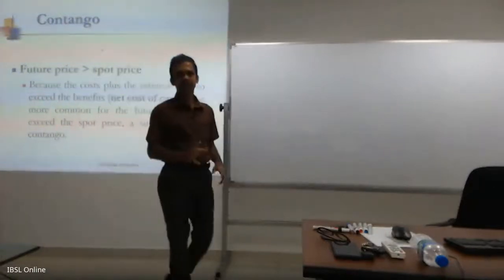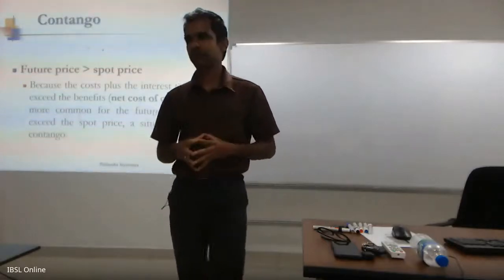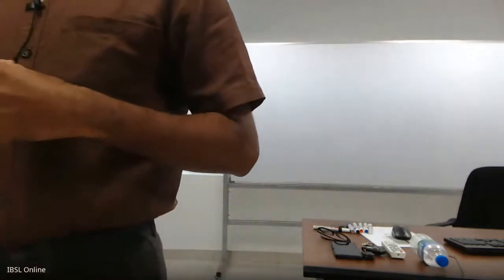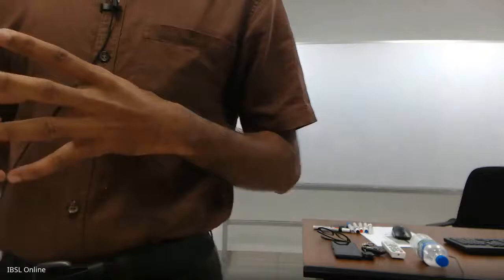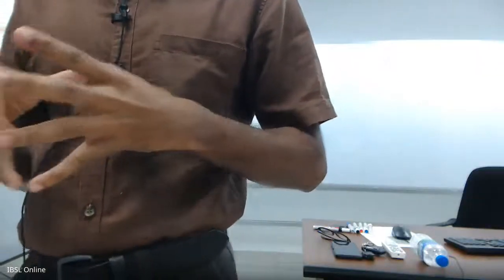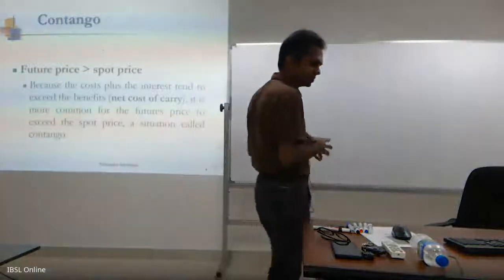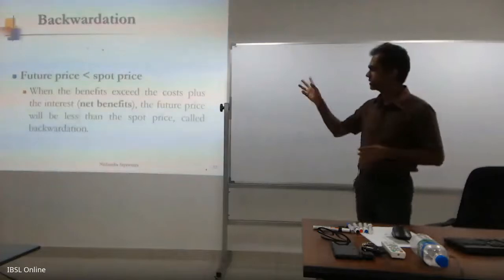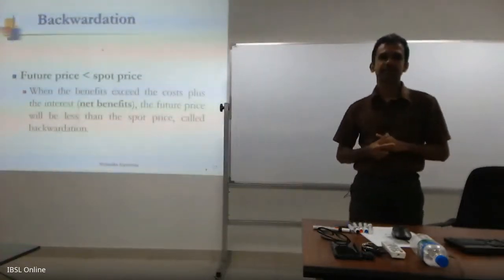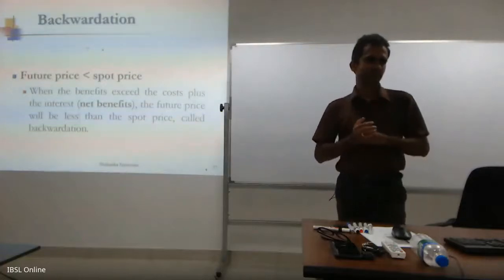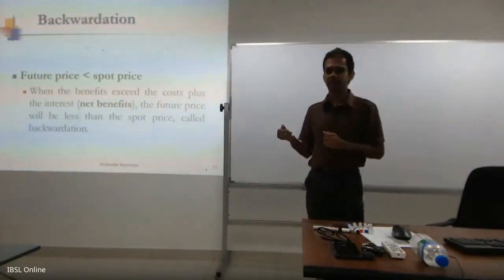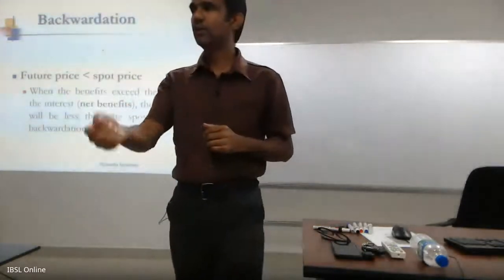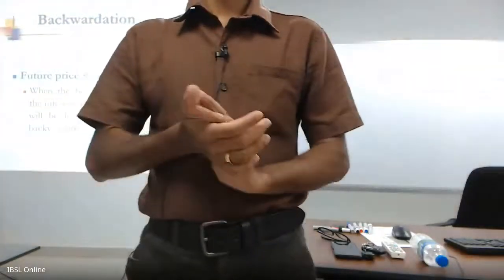That type of market we call a contango market. So when the futures price is higher than the spot price, it is a contango. The other way around, we call it a backwardation, when the futures price is less than the spot price. So when you have net benefits of holding the asset, the futures price will be lower than the spot price. We call it a backwardation.